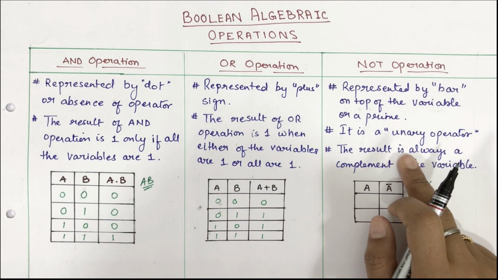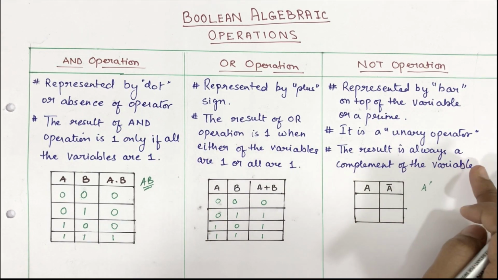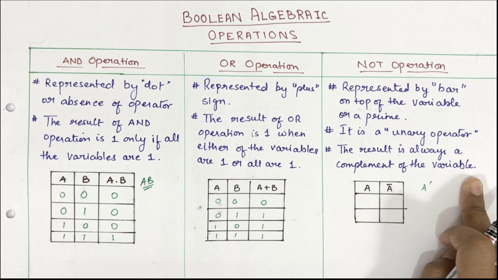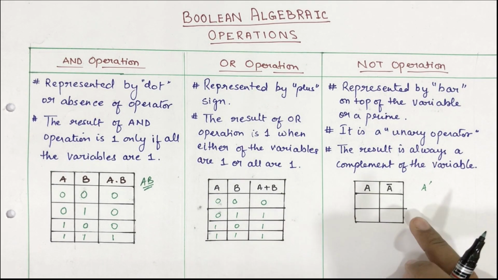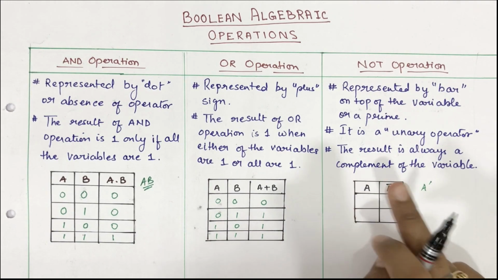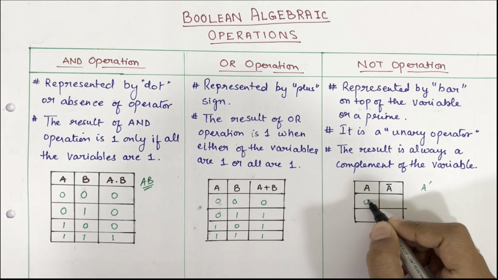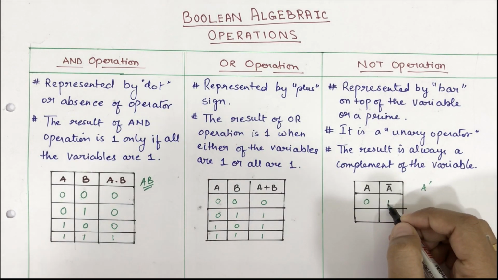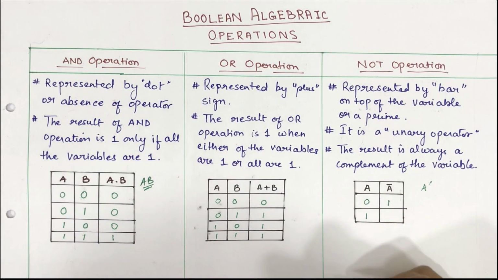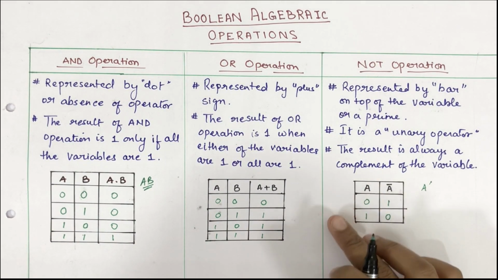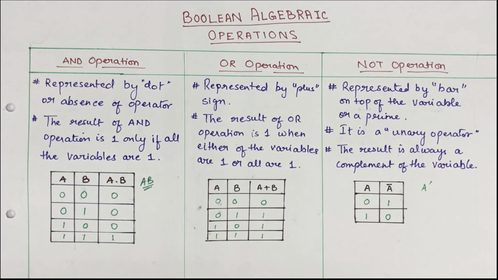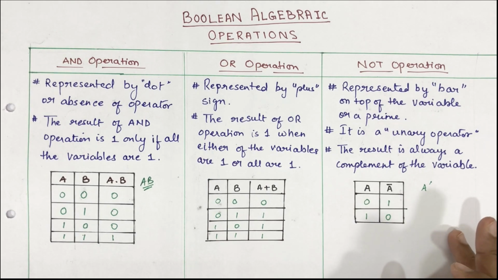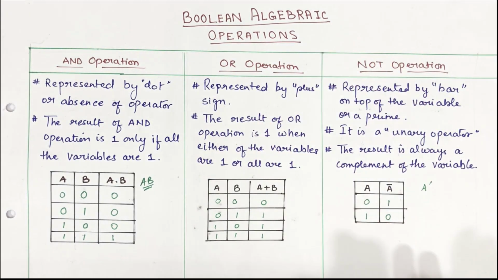The result is always the complement of the variable. Always the complement of the variable here means, as it is a unary operator, we have only one variable. If suppose the variable is 0, the result will be 1. And if the variable is 1, then the result will be 0. That's it. This is the truth table for NOT operation. Okay, now with all these three things, we are done with the Boolean algebraic operations.